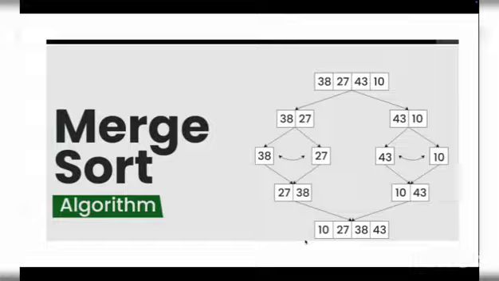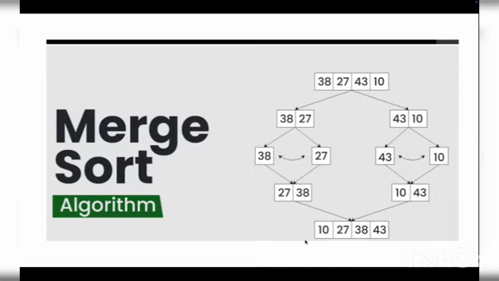We have the set of elements as 38, 27, 43 and 10. First, based on the divide and conquer technique, we are dividing into two groups, that is 38, 27 as one group and 43 and 10 as the other group. Again 38 and 27 are divided, with 38 as a separate group and 27 separate, and on this side we have 43 and 10, again separated, you can see that.